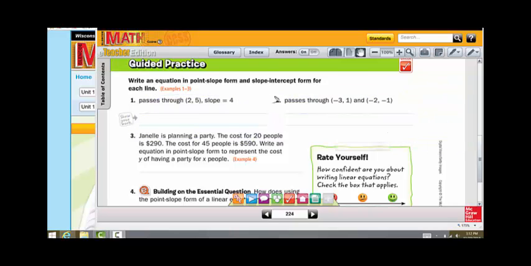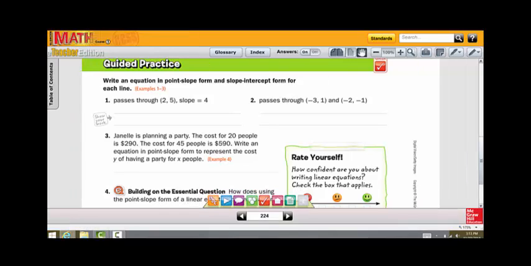Now let's take a look at problem number 3. Janelle is planning a party. The cost for 20 people is $290. The cost for 45 people is $590. Write an equation in point-slope form to represent the cost y of having a party for x people. What I think will make this easier for most students to see is if we create an x and y table here. It tells us that y is the cost, and it tells us that x represents the people.